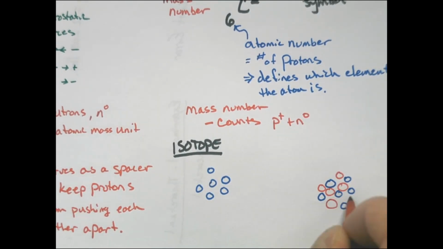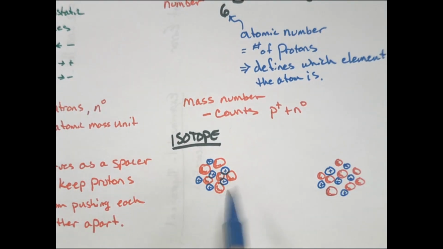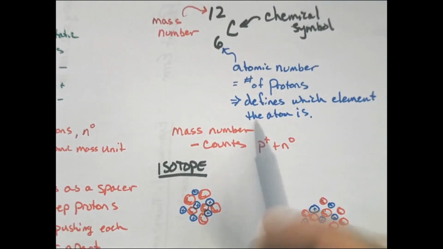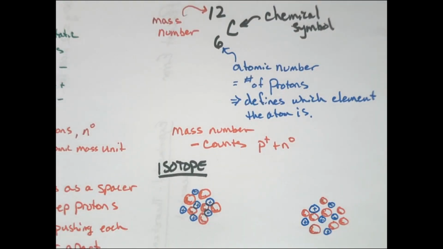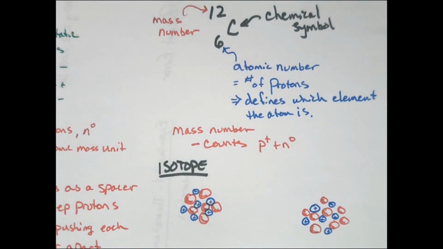Okay, remember, blue is proton, red is neutron. Here, we have two nuclei. What is the isotopic notation for this nucleus? I'll give you a hint. It's that. This one would be 12, 6, carbon.